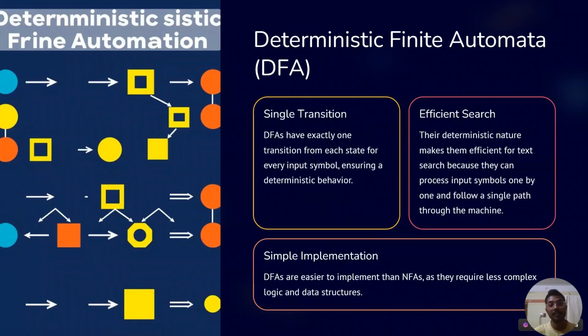Now we have deterministic finite automata. We have a single transition here. DFAs have exactly one transition from each state for every input symbol, ensuring deterministic behavior. Then we have efficient search. Their deterministic nature makes them efficient for text search because they can process input symbols one by one and follow a single path through the machine. Then simple implementation. DFAs are easier to implement than NFAs as they require less complex logic and data structures.